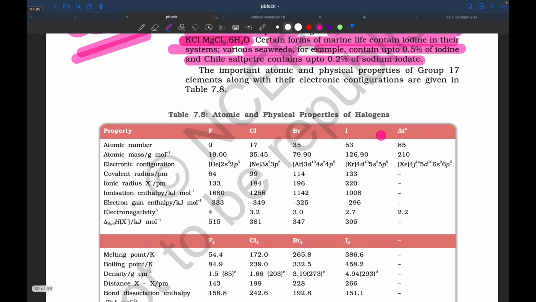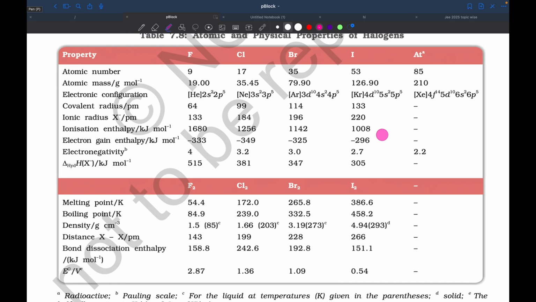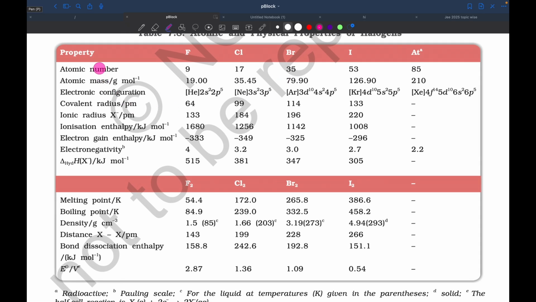Right? So these are the physical properties of these ones. We just have to go through it. Abnormalities we have to identify, and mark them also. The very first one is atomic numbers. Normal, see: 9, 17, 35, 53, 85.